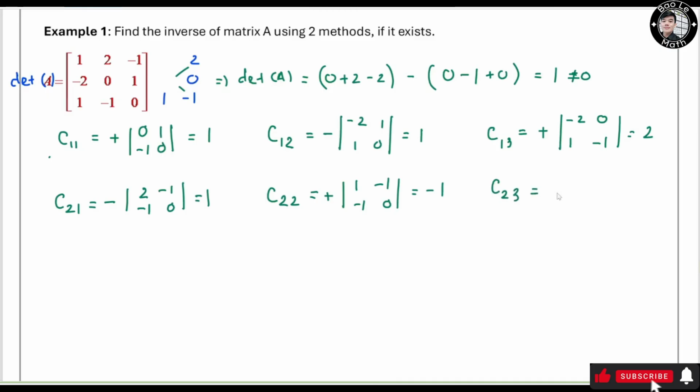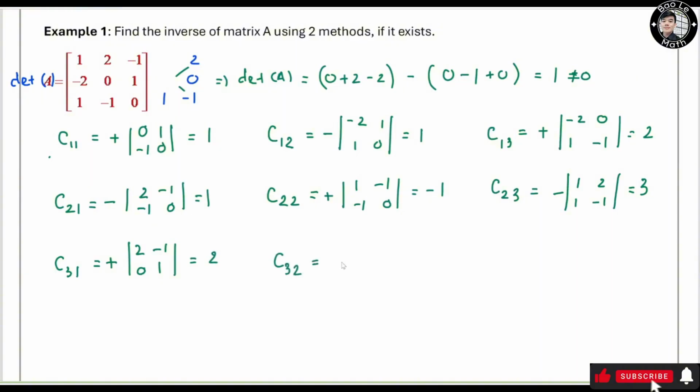C23 is minus. C23 is right here. Cross out this guy, cross out this guy. You have 1, 2, 1, -1. 1 times -1 is going to be -1. Subtract 2, it's -3, and you have the negative sign here, so it becomes 3. And C31 equals, this is minus, this one must be plus. It's right here. Cross out this guy, cross out this guy. It's 2, -1, and 0, 1. So it's 2.